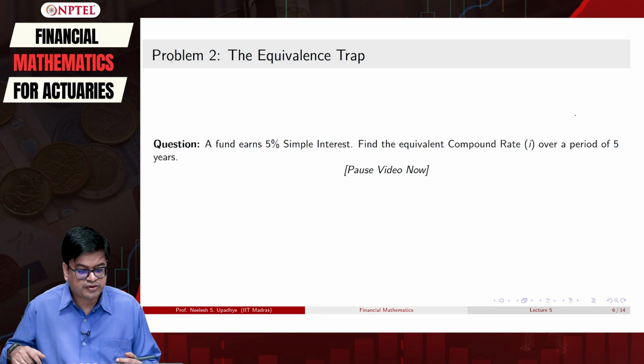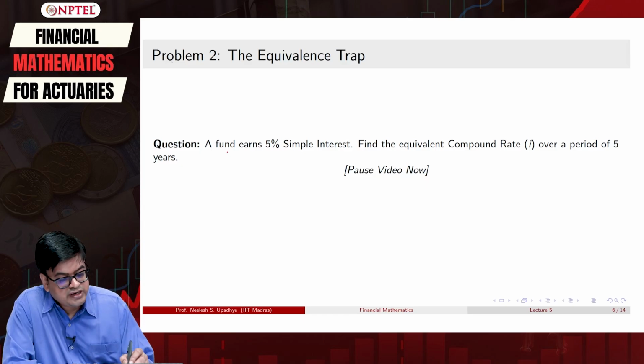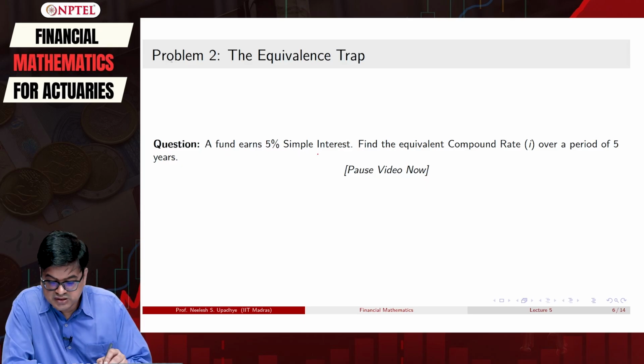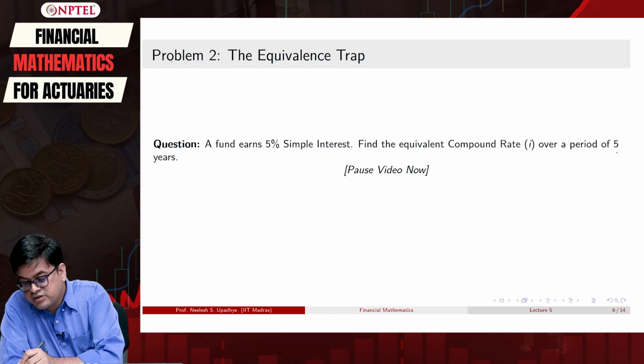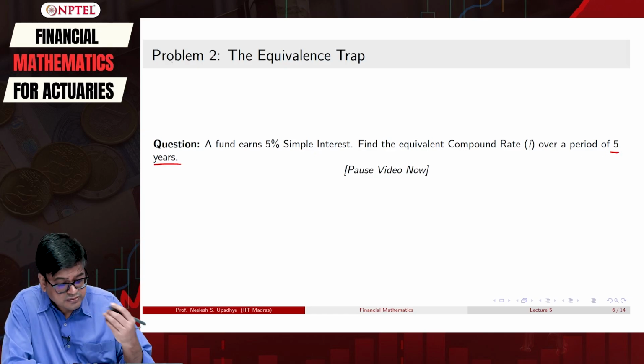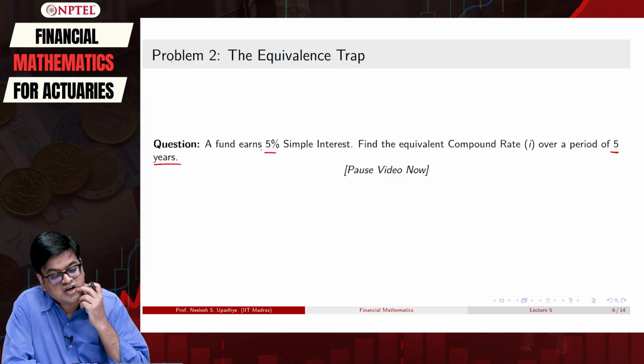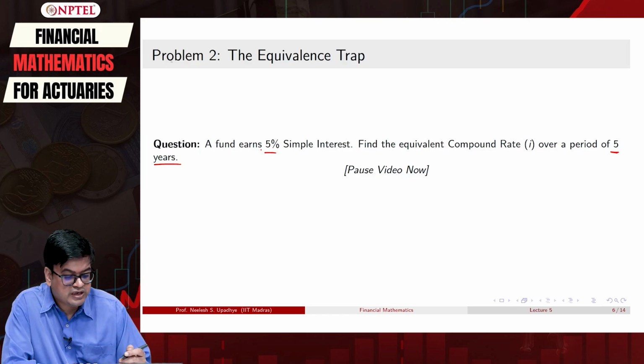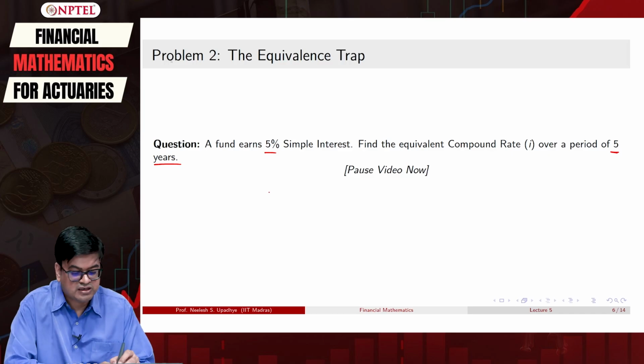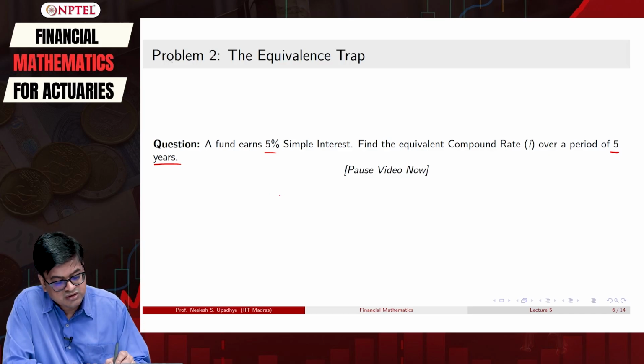So now we will try to attempt. First of all, a fund is earning 5% simple interest, and now you are asked to compute over a period of 5 years. First of all, I should know how much the fund will earn at 5% simple interest in 5 years. So how will I do that? We have already done this calculation: whenever it's simple interest, it will be T times i, that's the interest that it will earn.